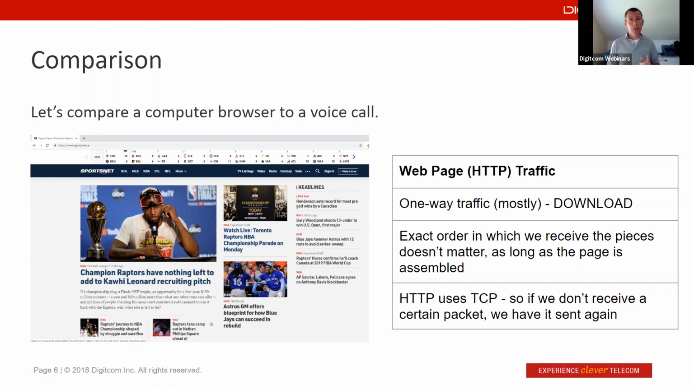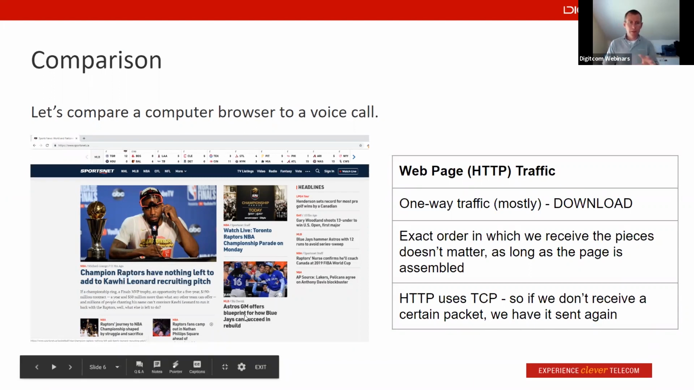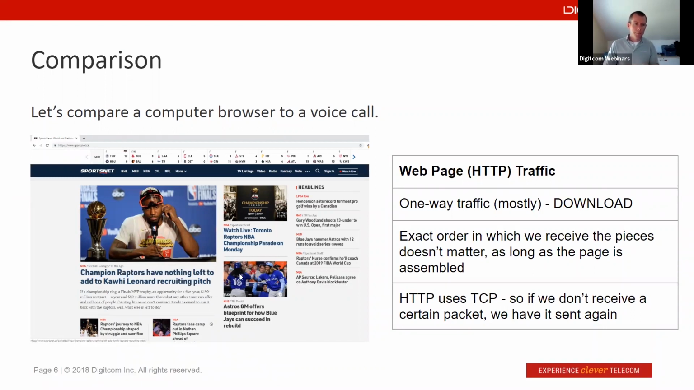It uses Transmission Control Protocol. So as Sportsnet is sending me these pictures, my browser is going back and forth with Sportsnet saying, yeah, I got that. Yeah, I got that. No, I didn't, send another one please. And before you know it, it assembles the page. The page assembled in a weird order. In fact, I think the Astros GM offers blueprint for Blue Jays article down here came up first, if I remember right. And then the main Raptors picture up in the upper left came after that. It doesn't much matter, but the point is it didn't all render at the exact same time, and we don't care about that, because as long as the page assembles itself, that's all that matters.